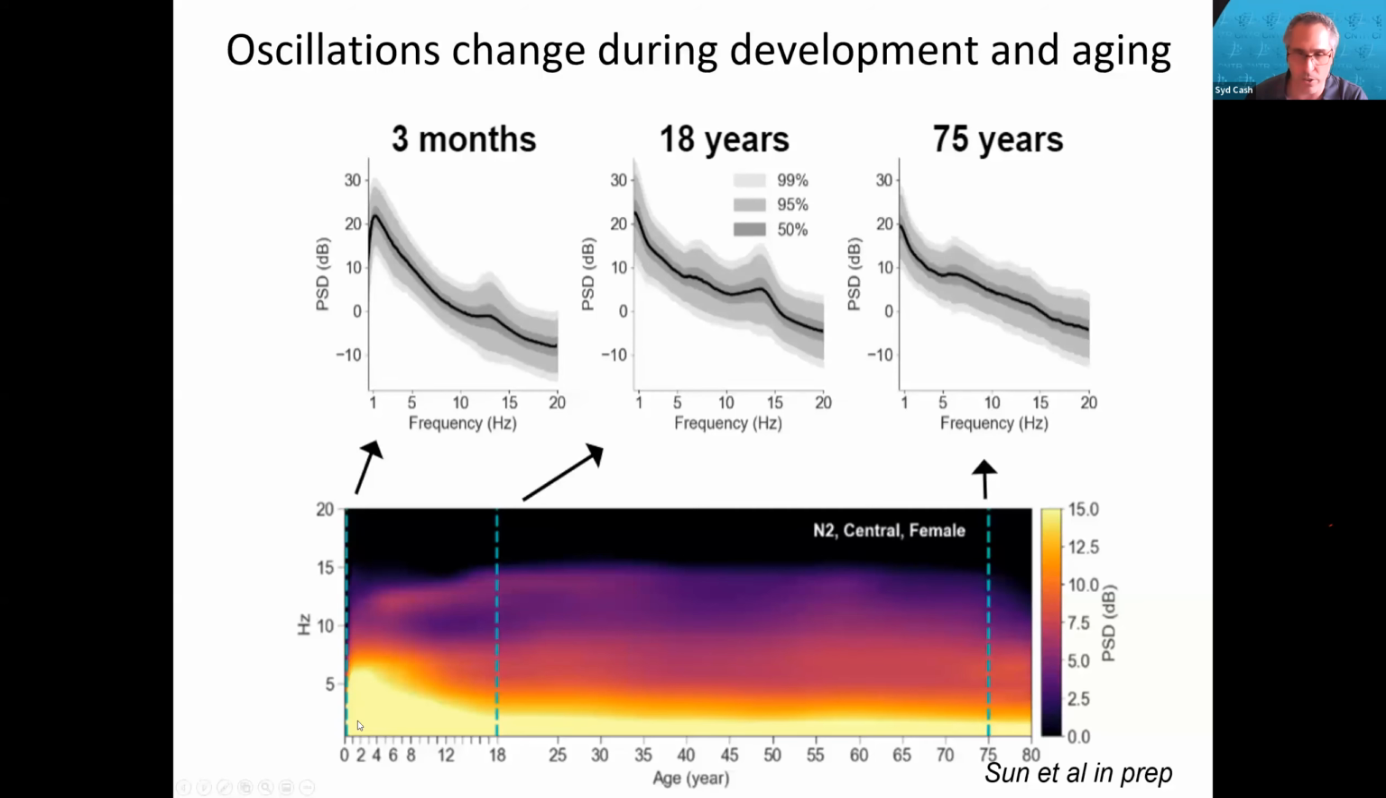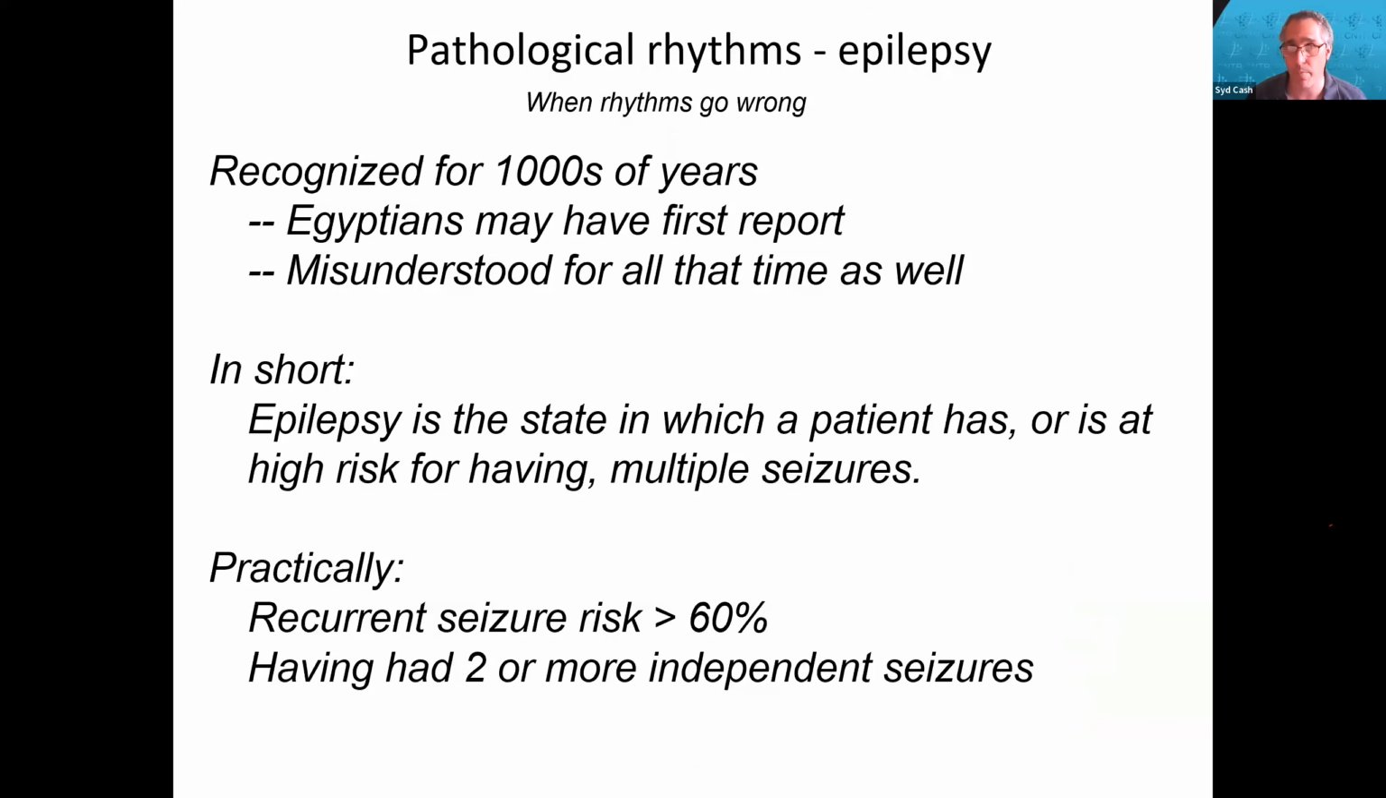In the young years, there's a lot of low frequency activity and not as much high frequency activity. And then as time goes on, the high frequency activity comes to dominate a little bit more and the low frequency activity is still quite present. And then as we get older, we start to see some more changes there as well. So these rhythms are not fixed. They're changing over the lifespan as well.